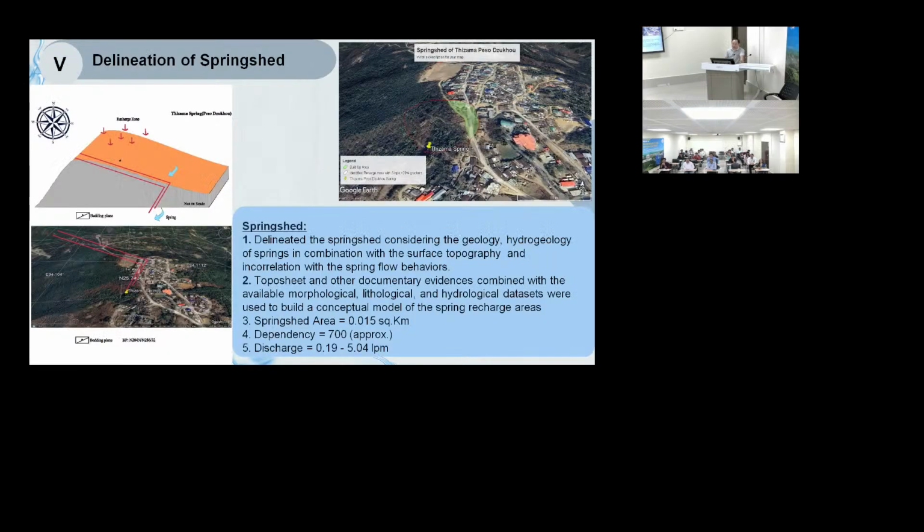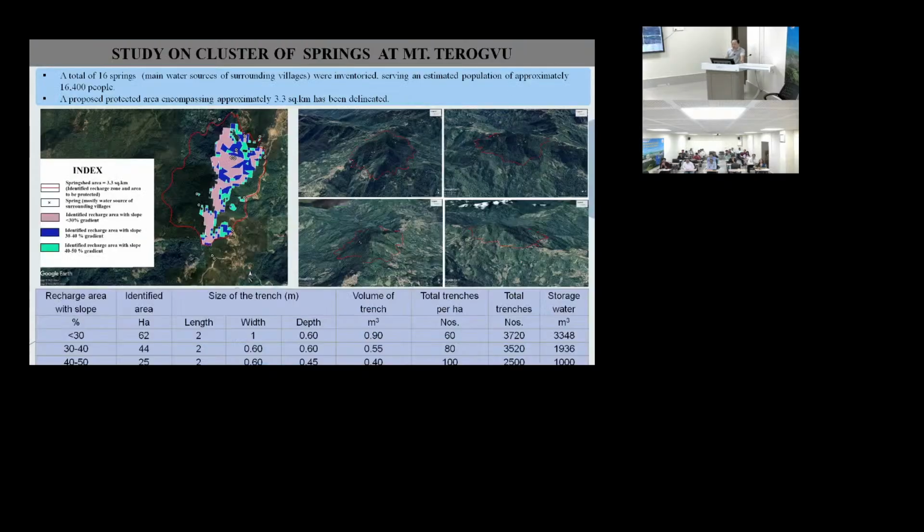And we found that all the springs fall under moderate vulnerability, I mean, the springs that we have inventoried. And we did some delineation of springshed in one area, just to locate the springshed area and the spring recharge area.